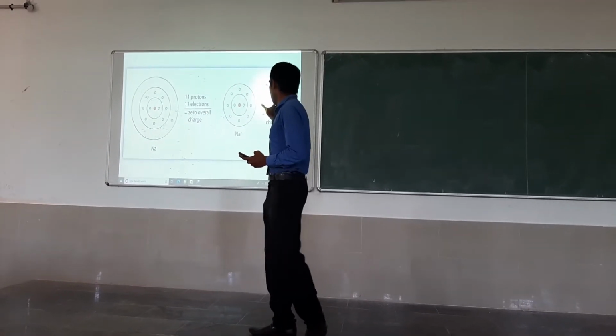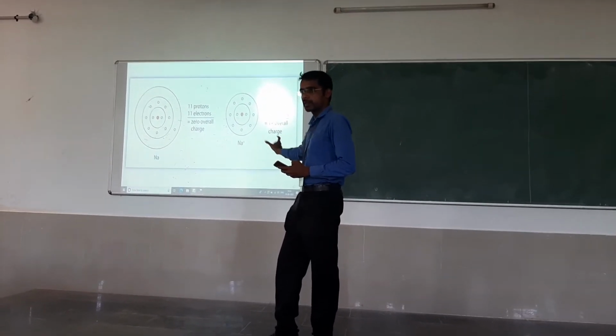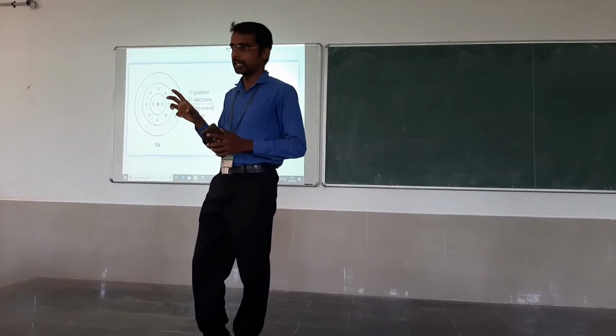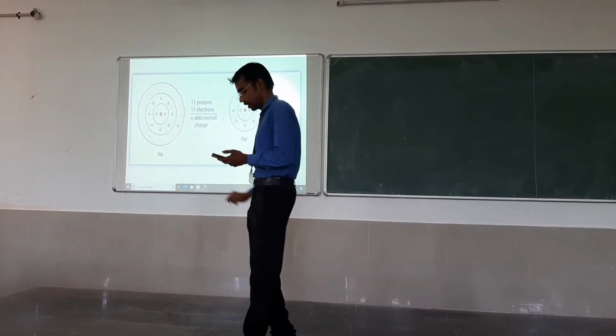So this is the difference between ions and atoms. An atom as such is not stable. To become stable, the outermost orbit should be in a complete form, like 8 or something like that. So that is why this happens.